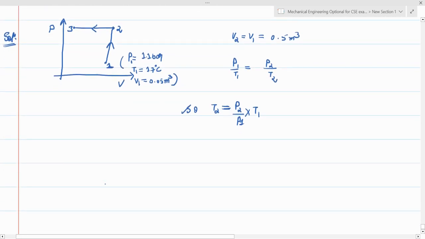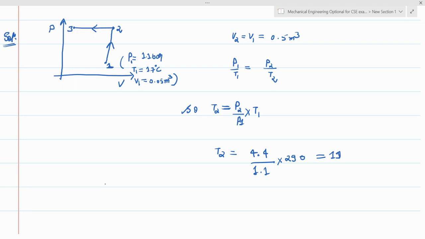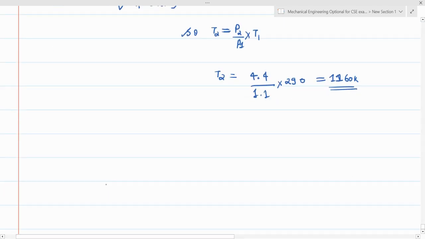Plugging in the values, we get T2 is equal to 4.4 divided by 1.1 multiplied by T1, that is 290 Kelvin. This comes out to be 1160 Kelvin. So we have calculated the value of T2, and the value of P2 is known to us, that is 4.4 bar, and the value of V2 is also known to us, that is 0.05 meter cube.